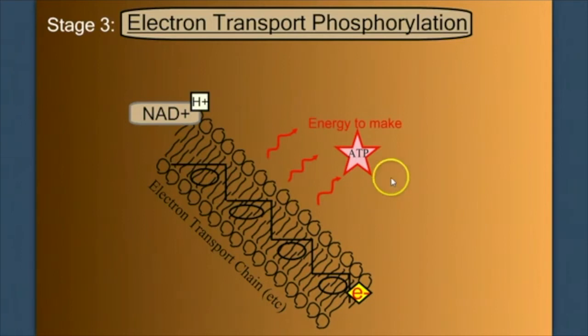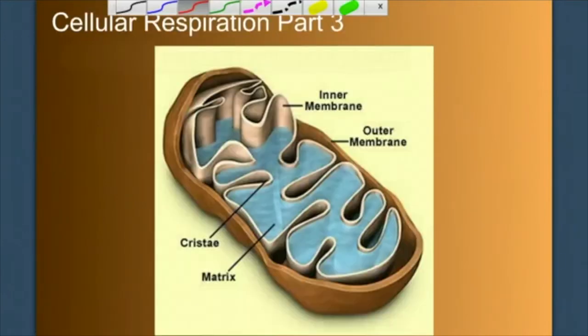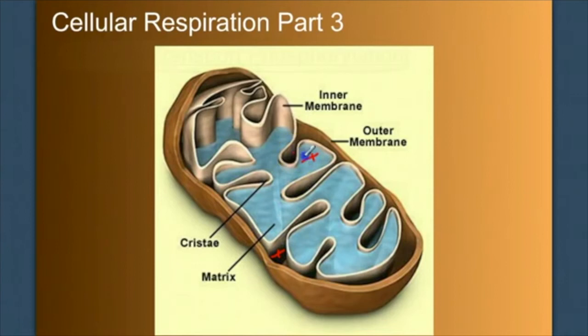I say kind of because it's not that the energy is directly given off to ATP, but this process is going to set up the conditions under which ATP is made. So we need to look at the system in a little different way. Here's the inner membrane of the mitochondria, dividing us into an outer compartment and an inner compartment. On this diagram, here's the inner compartment, and here is the outer compartment. It's across this membrane that the action is going to occur.